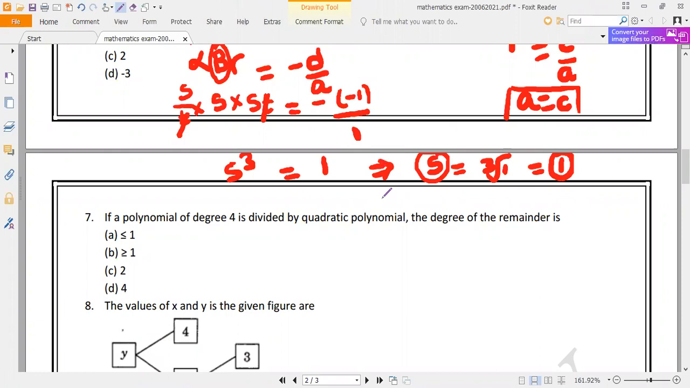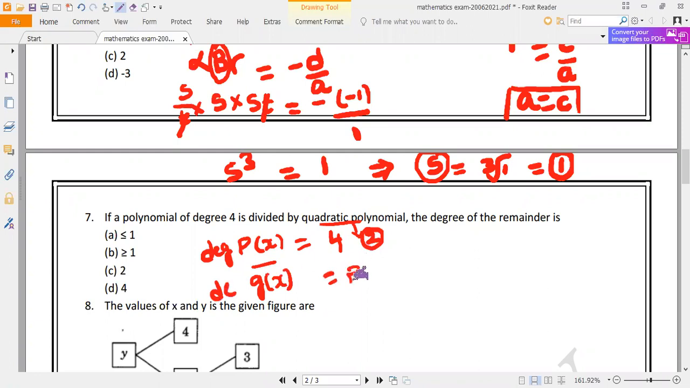If a polynomial of degree 4 is divided by a quadratic polynomial, the degree of the remainder is? Here let P of x be the polynomial. Degree of P of x is 4. It is divided with a quadratic polynomial. What is the degree of a quadratic polynomial? 2. So that is our g of x. Degree of g of x is 2.